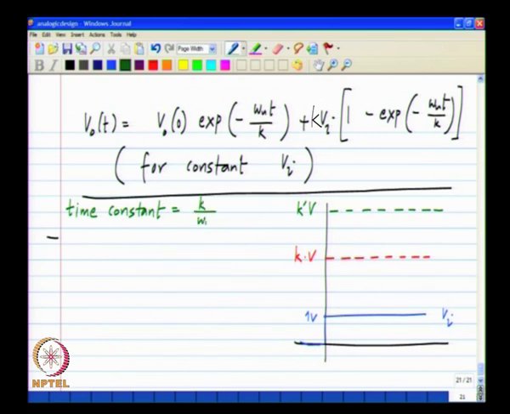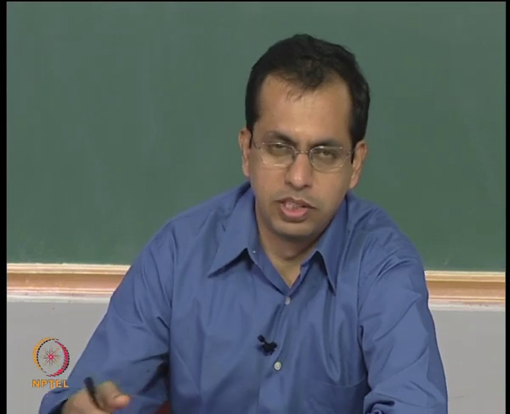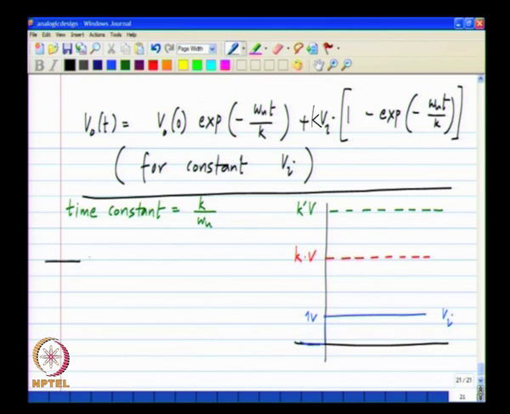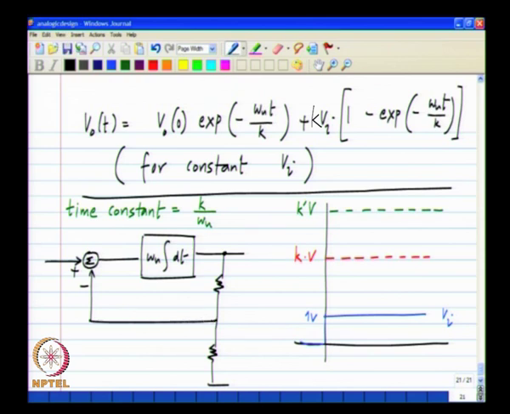Now, the time constant of this system is k by omega u, and you see that as you increase the value of k, that is you try to make an amplifier with a higher gain, the time constant increases. So, let us quickly see why this is the case. Let me redraw the amplifier.